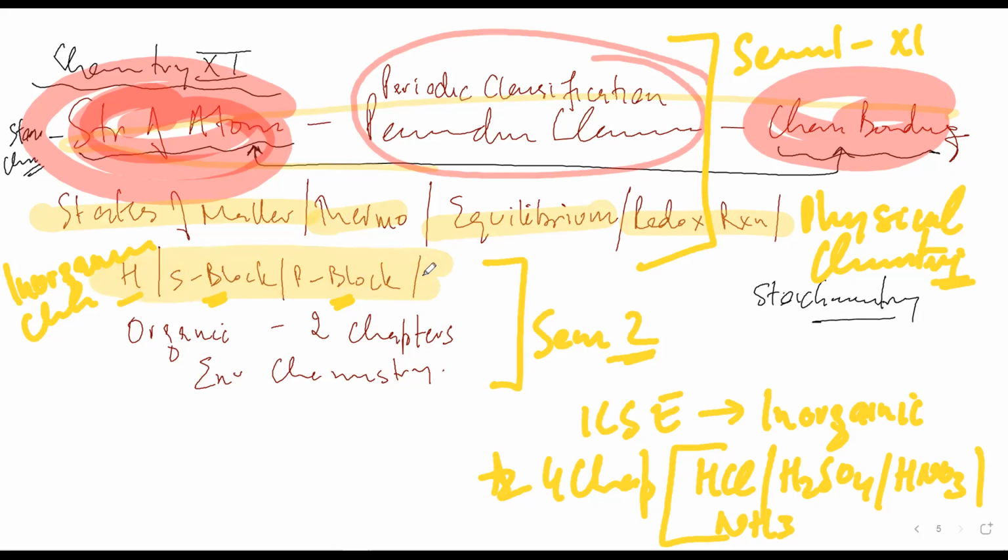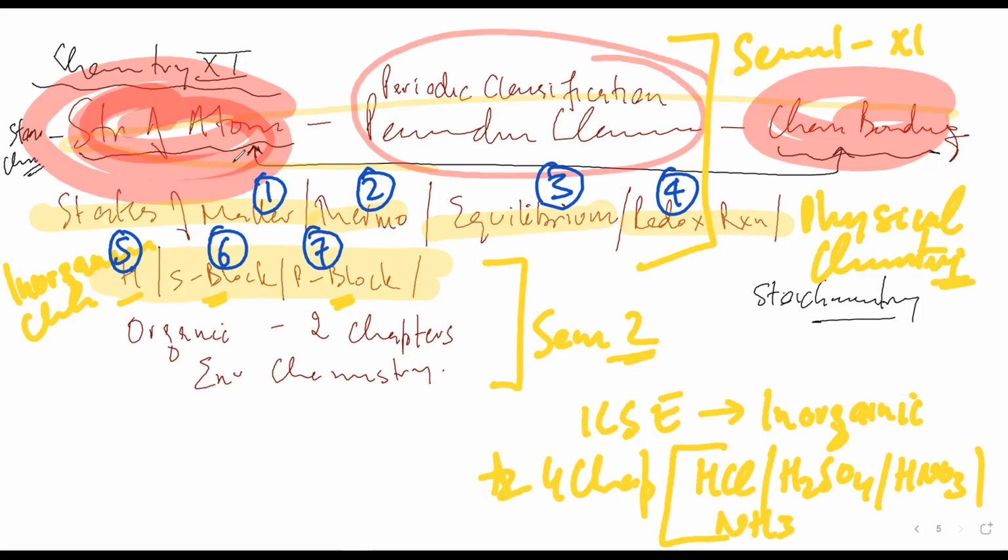Three chapters would be there: hydrogen, S block and P block. And most of these things you would have already done in class 10th. Have you understood my point? So the point that I'm trying to make is that if we make a list of all the easy chapters, they are so easy that they can be done in class 10th also. The list would be states of matter, thermodynamics, equilibrium, redox reaction, hydrogen, S block, P block.